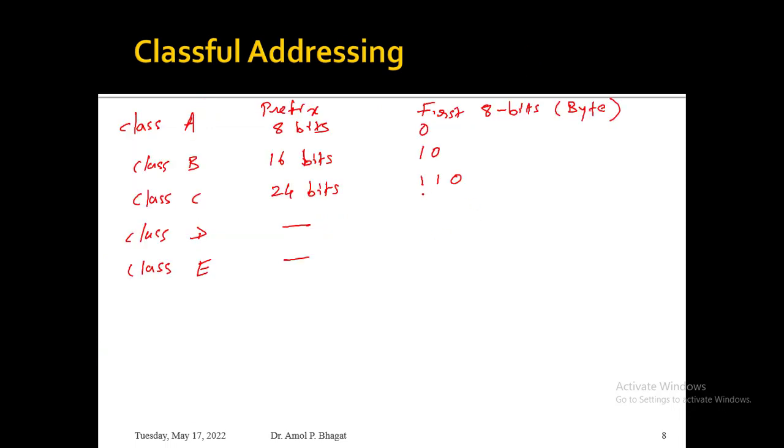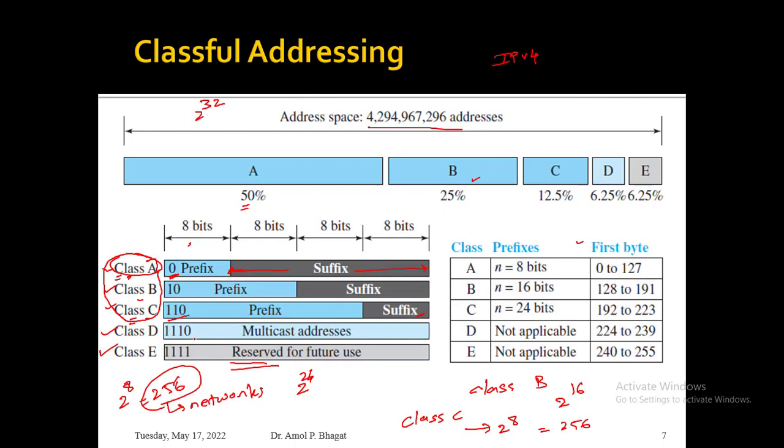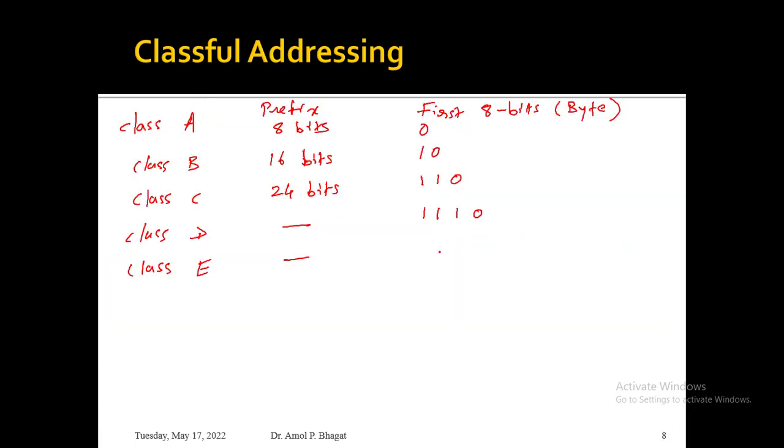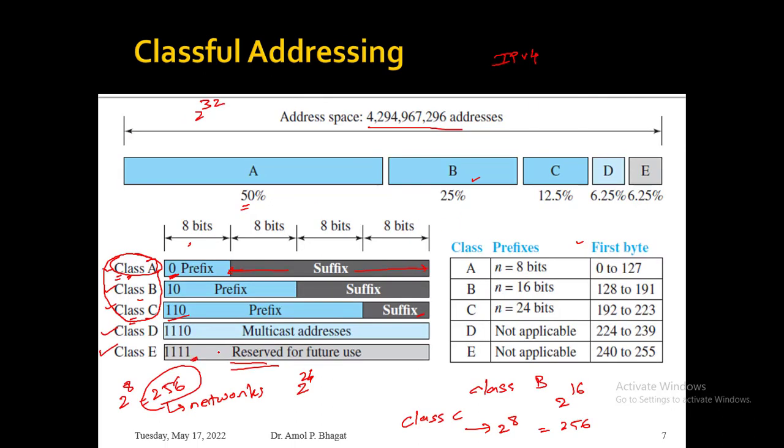In class D, from the first 8 bits, the first 4 bits are 1110. And in class E, the first 4 bits are 4 times 1, as you can see here.